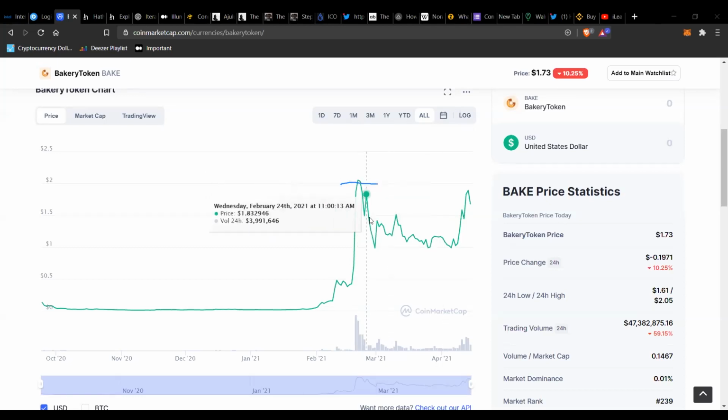Then on the 28th of February, 8 days after, Bake fell by 50%, falling to $0.9. Then yesterday, Bake got to 1.89, which is almost the previous all-time high of $2. Now, if you were trading this position or investing long term, and you bought the coin here, and then it pumps to $2 and you didn't sell, it now dumps here below your entry price.